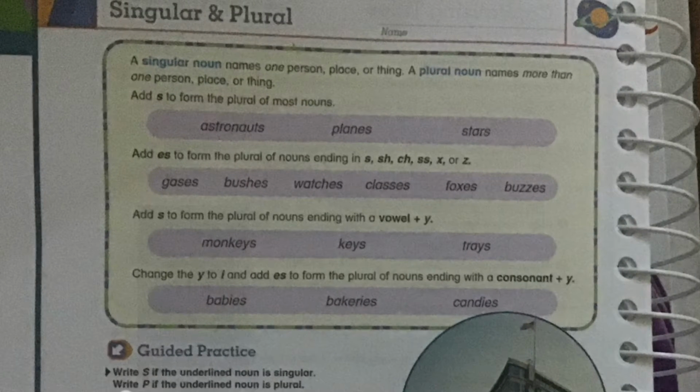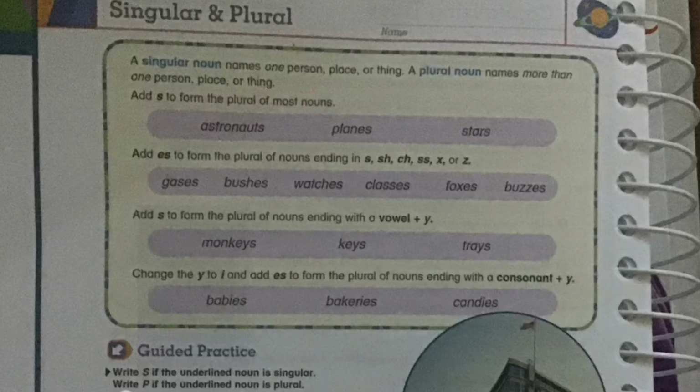So a singular noun names one person, place, or thing, whereas a plural noun names more than one person, more than one place, more than one thing. So for example, the word astronaut is just a common noun, a person. You add s. So add s to form the plural of most nouns. Doesn't say all, it does say most.